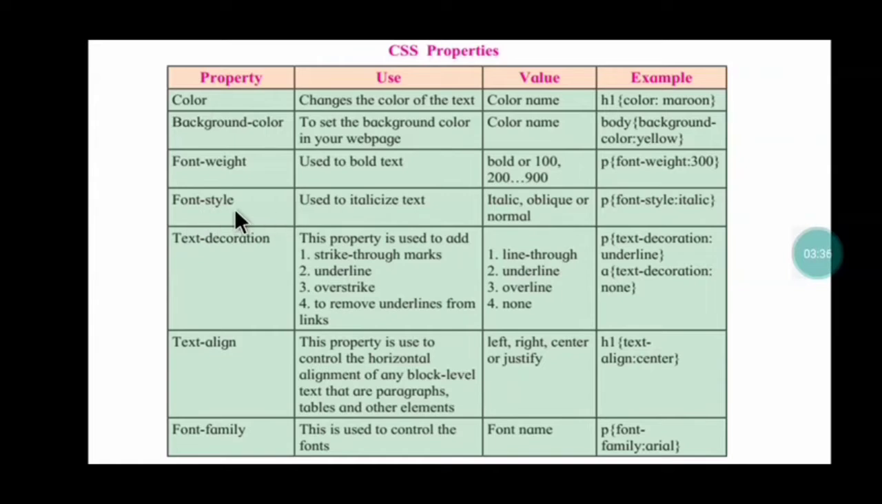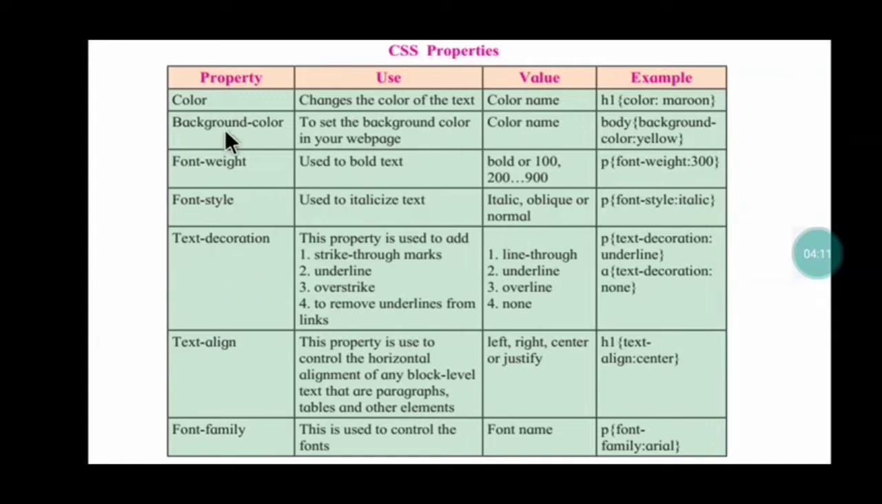Font style. There are different types of styles: bold, italic, underline. The font style property is used to italicize the text. The value is italic, oblique, or normal. So I use the paragraph tag here, then curly bracket, font style equal italic, and complete the brace bracket. Here font style is the property and italic is the value. Here you can write bold also, underline also, so it will display bold text or underlined text.